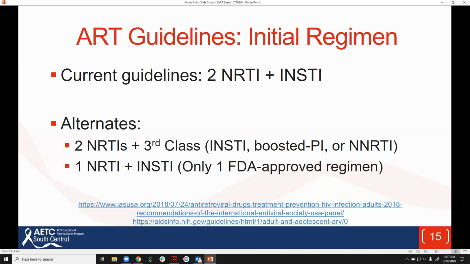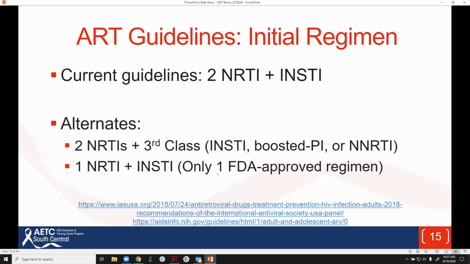So this may or may not be the appropriate regimen for your individual patient. And it has been brought up several times in this meeting that guidelines are just that, guidelines. And so you can consider a particular patient that you have in front of you that maybe should use one of these alternates. And so the alternates here are the 2 NRTIs, again, that backbone, plus a 3rd class. So if we can't use an INSTI for whatever reason, a boosted protease inhibitor might be a good option for you, or an NNRTI.